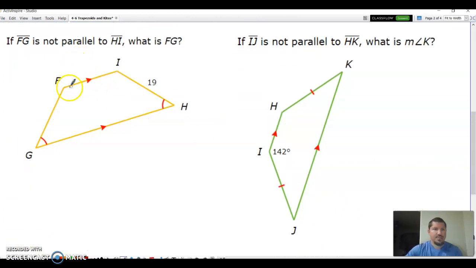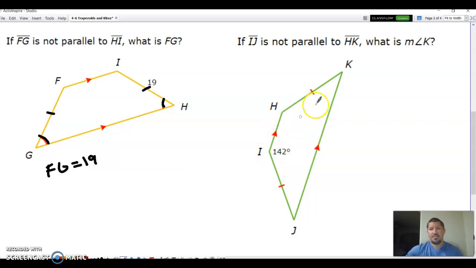Alright, so we're told that this is parallel to this, so it's a trapezoid. These two angles are congruent, which means it's an isosceles trapezoid, which then means that these two sides will be congruent, which means that if this is 19, then FG is going to also be 19.